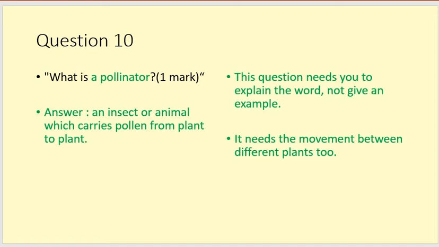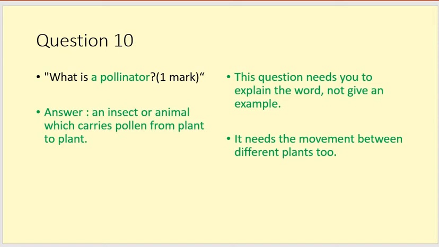Next one, also vocabulary related. What is a pollinator, for 1 mark? Now loads of you did great answers giving examples of pollinators, but the question actually wants you to explain what the word means. It doesn't ask for an example. Give an example of a pollinator would mean you name a bee or a wasp or a beetle, but this is asking what is a pollinator. So the answer should have been an insect or animal which carries pollen from plant to plant, and it needs the fact that it goes from one plant to another to get the full mark as well.